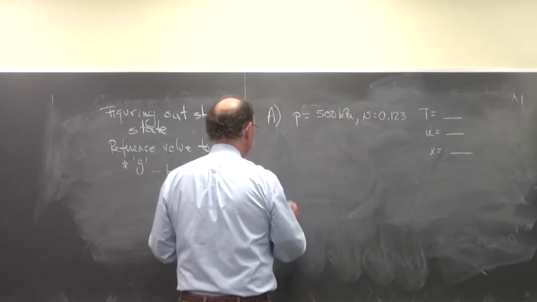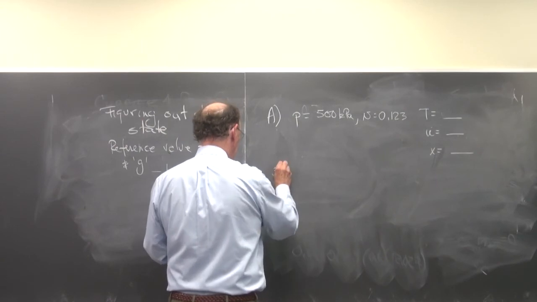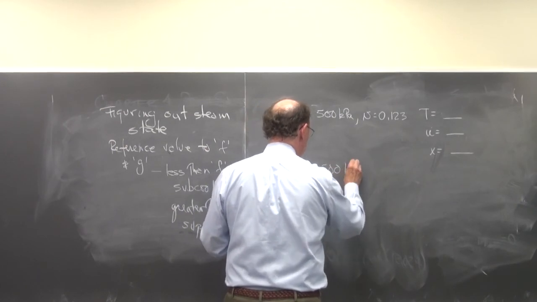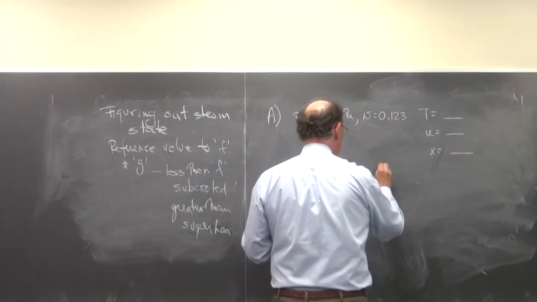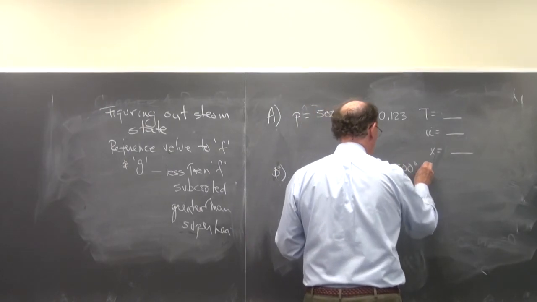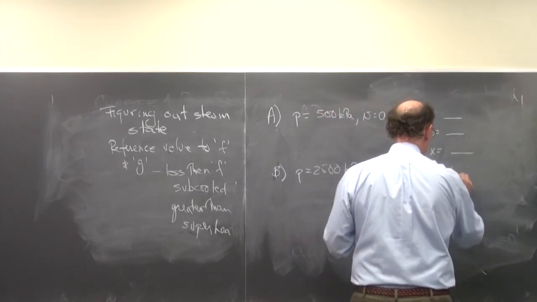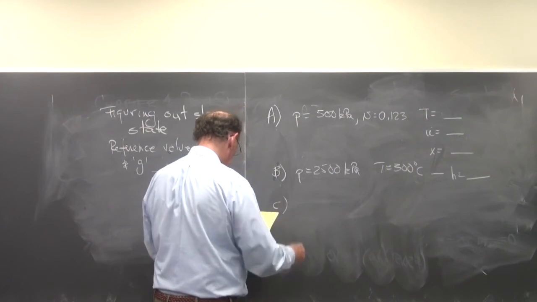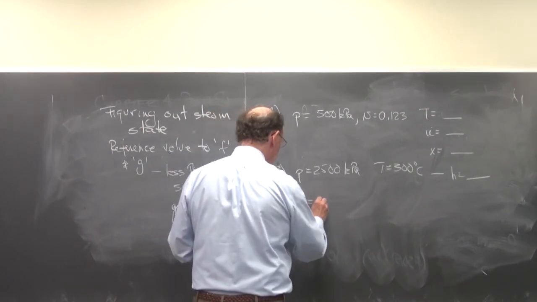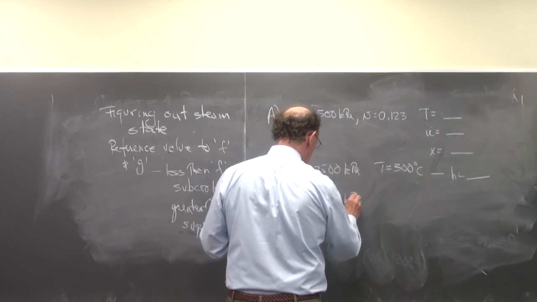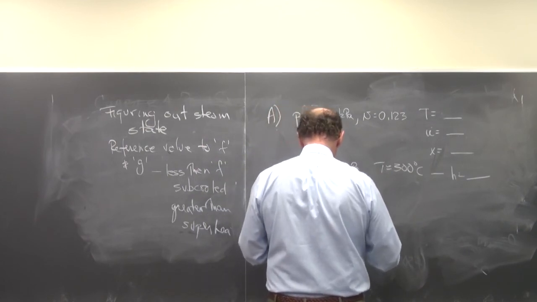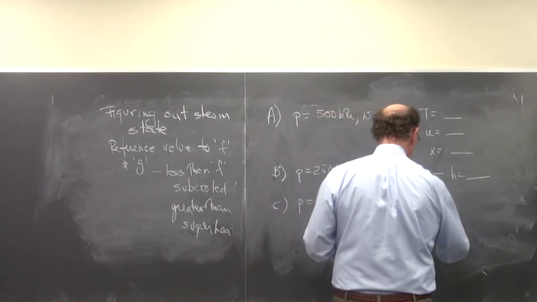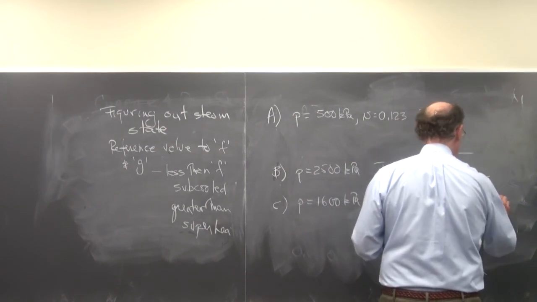So that's A. For B, we have P is equal to 2,500 kPa, T is equal to 300 degrees C, and we want to know what H is. For C, we have P is equal to 1,600 kPa, T is equal to 150 degrees C, and we want to find H and x.